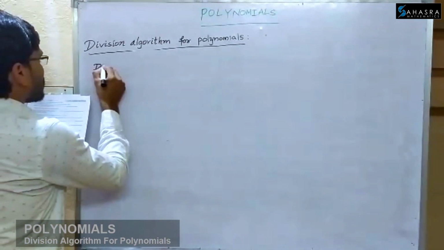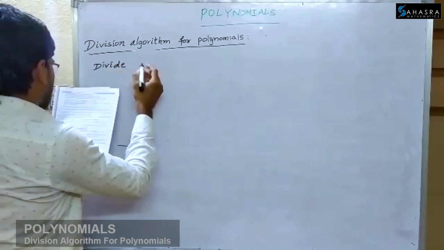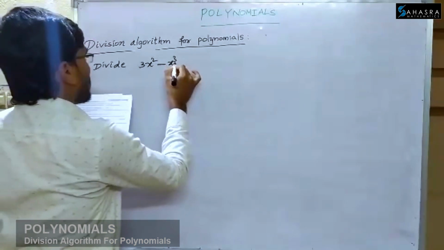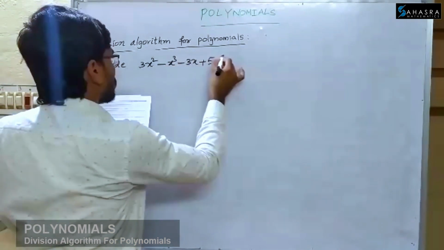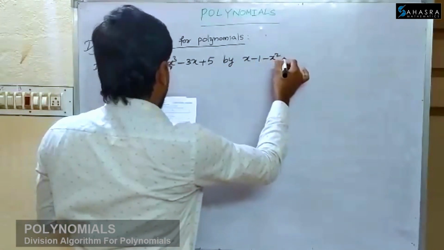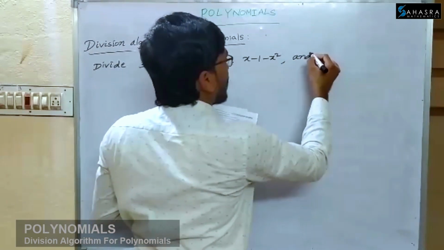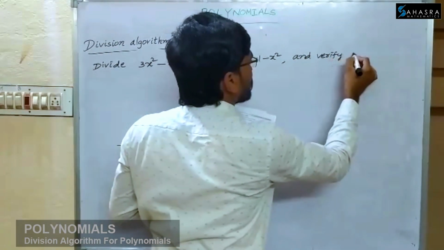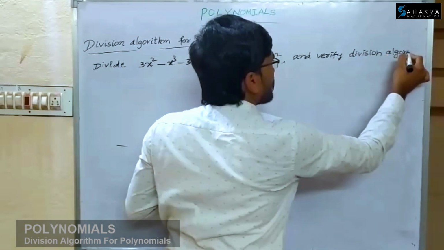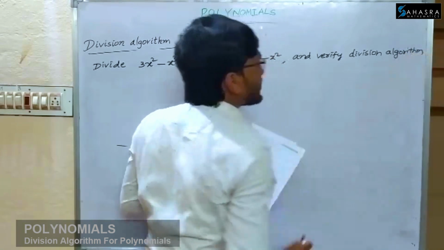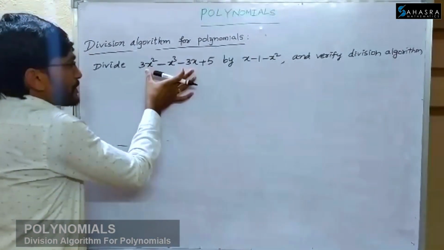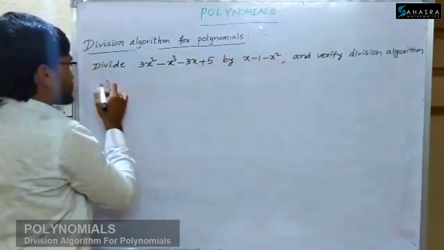Here the problem is: divide 3x square minus x cube minus 3x plus 5 by x minus 1 minus x square and verify the division algorithm. So already we know what is the division algorithm. Dividend is equal to divisor into quotient plus remainder. So okay. Let us consider this polynomial as p of x and this polynomial as g of x.